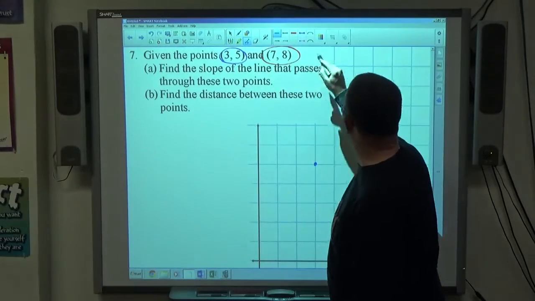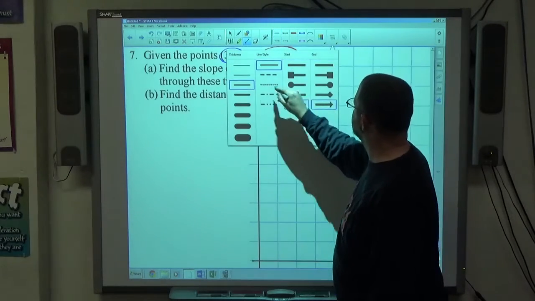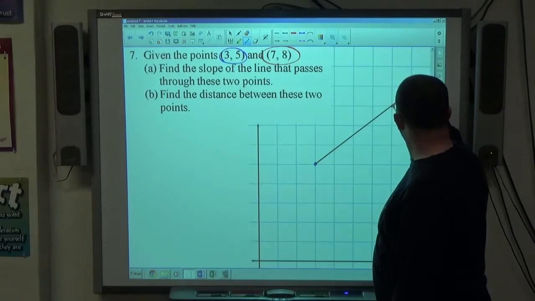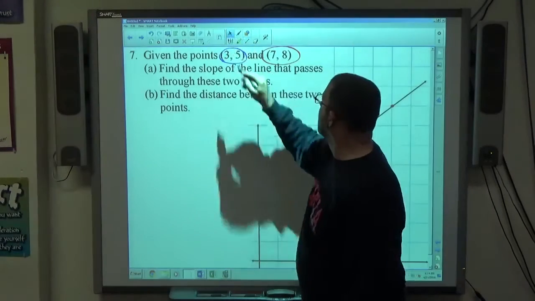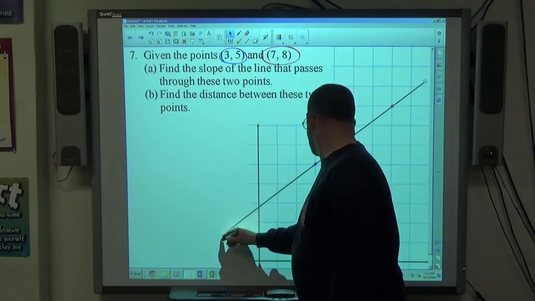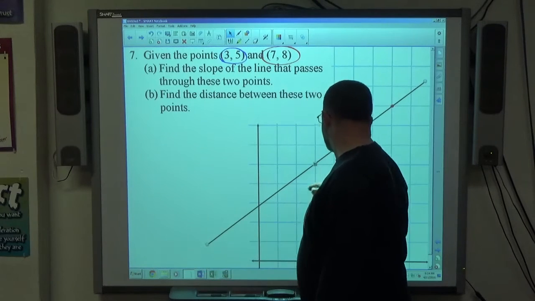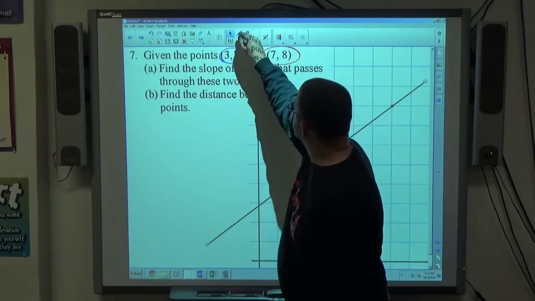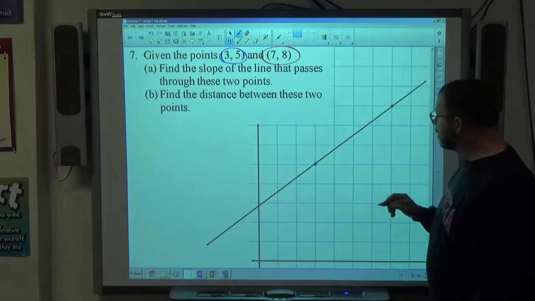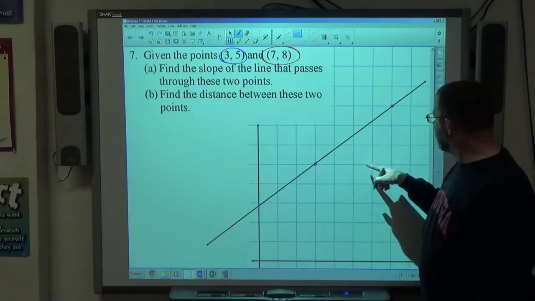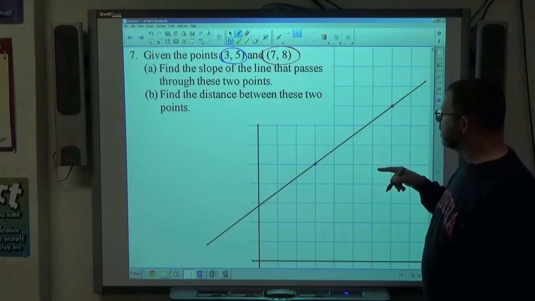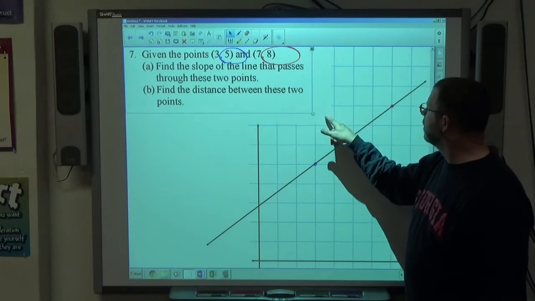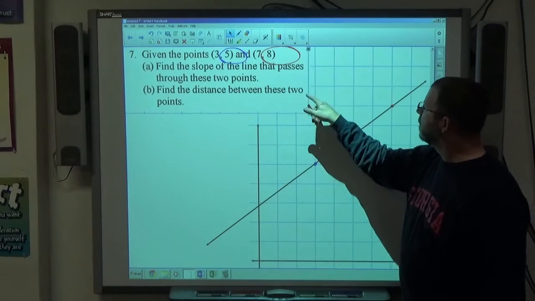So if I drew a line through these 2 points, like so, they're asking me to find the slope of this line. So basically all I have to do is figure out how to get from here to here or vice versa. I've got to shrink this up a smidge. Maybe. There we go.